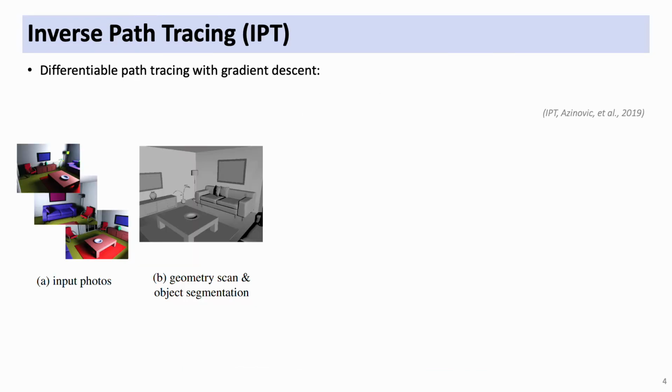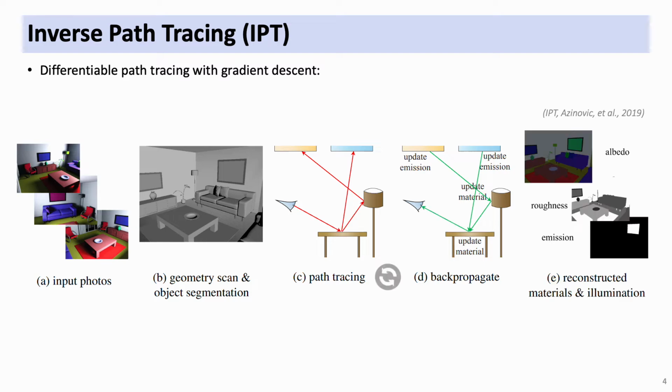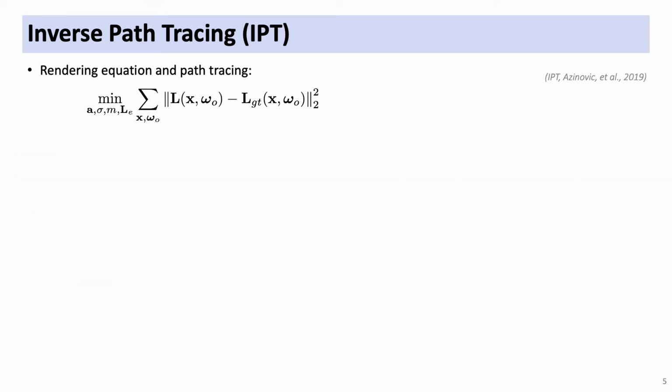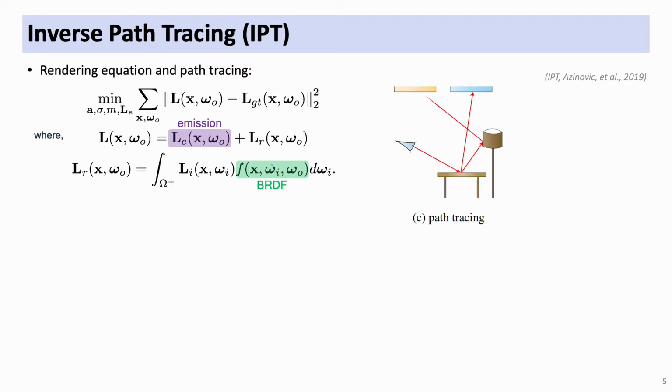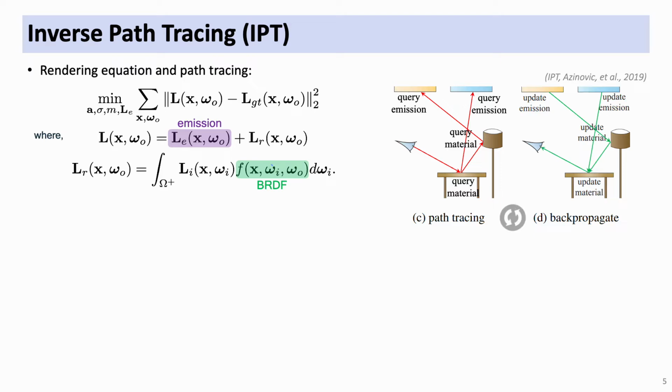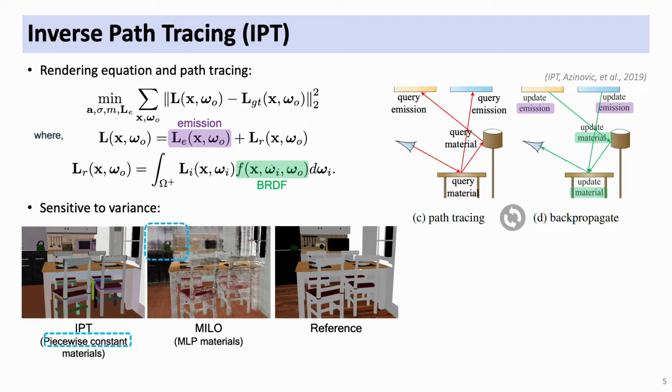methods. One of such methods is IPT, using differentiable path tracing, which alternates between forward path tracing and gradient descent steps to jointly optimize materials and lighting. In the forward step, a rendering error is calculated after path tracing, and a backpropagate step updates the emission and material parameters along all the paths. While IPT works well for simple material models, its variance reduction becomes expensive when the scene gets complex.